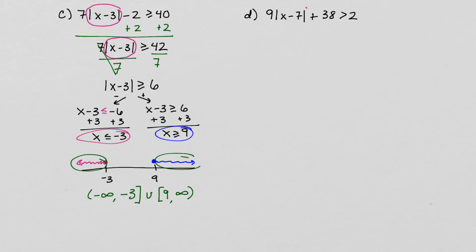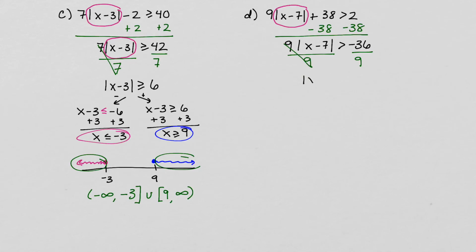So once again, here's that absolute value. I want to get it all by itself. So the first thing I'm going to do is subtract 38 from both sides. And if I do that, I have 9 times the absolute value of x minus 7 is going to be greater than negative 36. We still have this 9 being multiplied times the absolute value, so we have to divide both sides by 9.